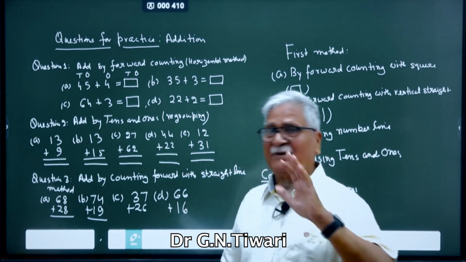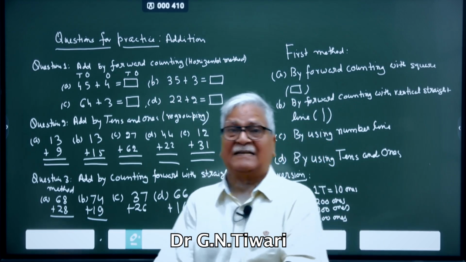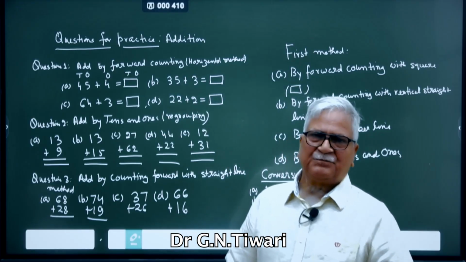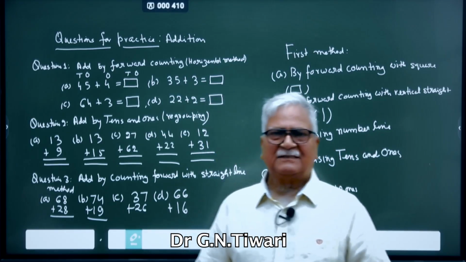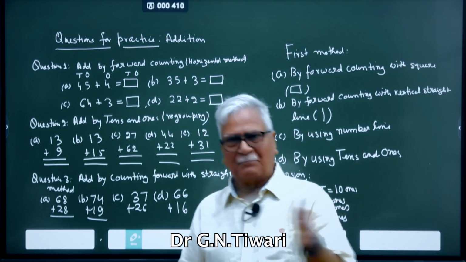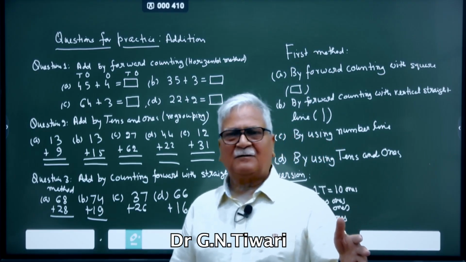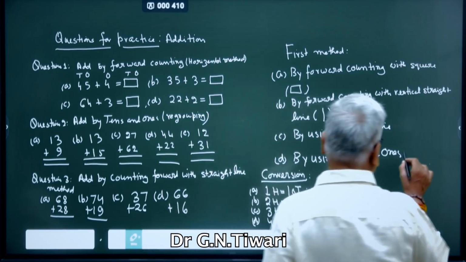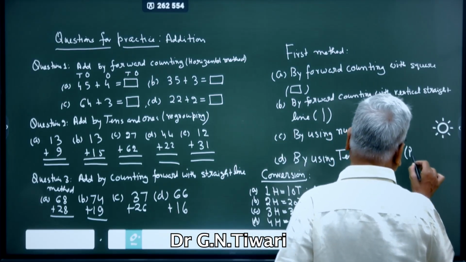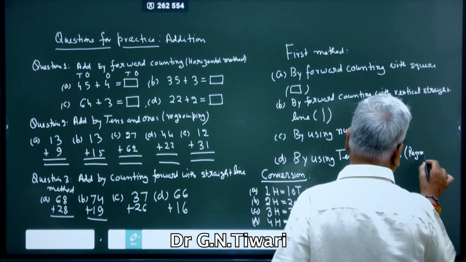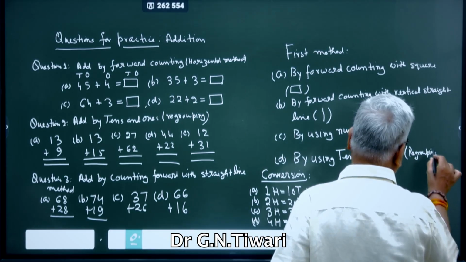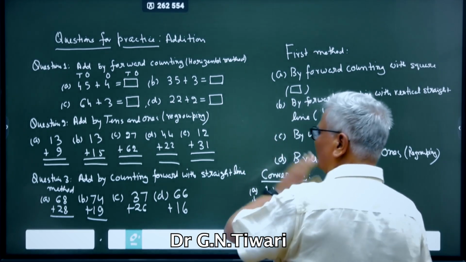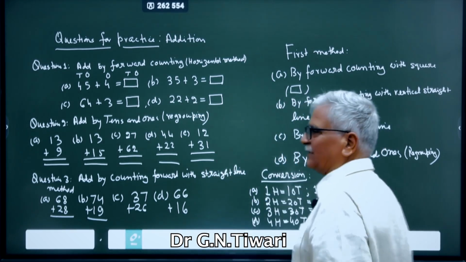So in addition, this is the background for students to understand addition. There are four methods, and at a later stage, if your mind is fit, forward counting, number line, and by tens and ones, which is also called the grouping method or regrouping method. Regrouping means tens are attached to tens, and ones are converted to tens. This is the meaning. Thank you very much.